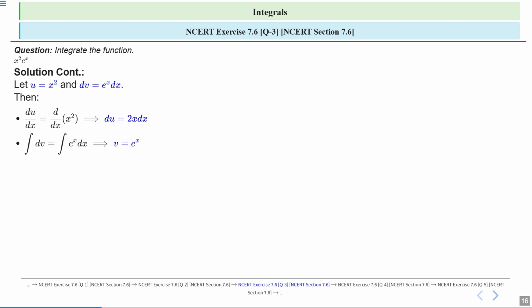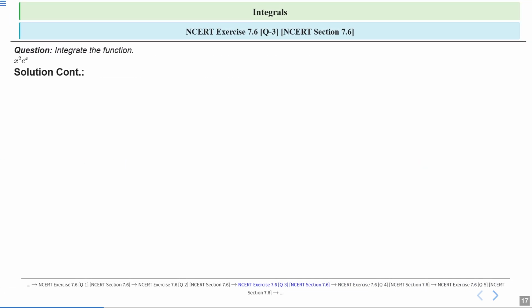And to find v, we integrate dv. So integration of e^x is again e^x. Integration of exponential x is again exponential x. So now we have the value of du and v. So just substitute this into the integration by parts formula. So integration of x² e^x dx is equal to uv minus integration of v du.